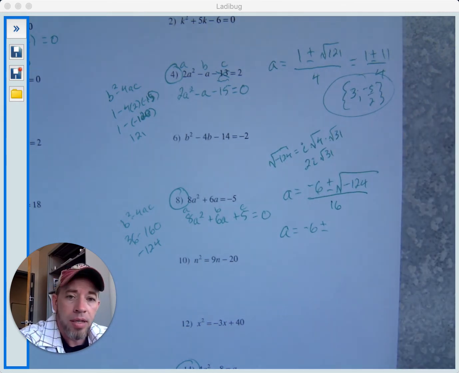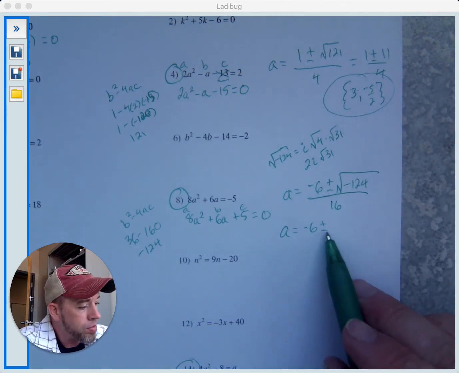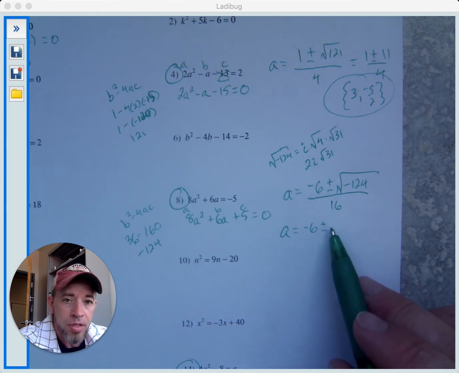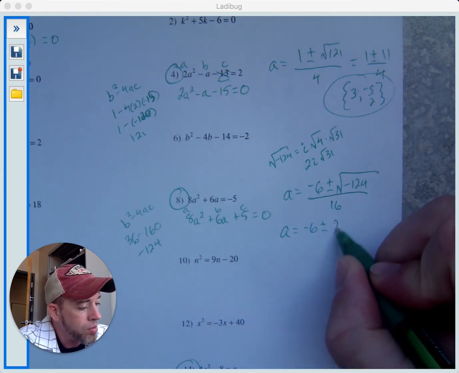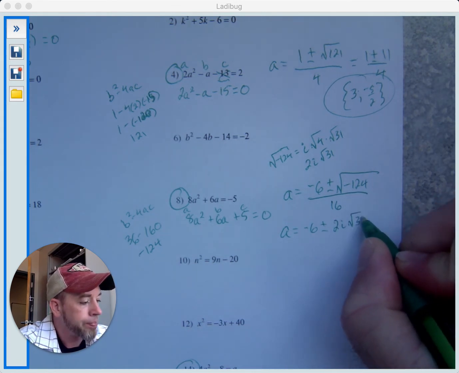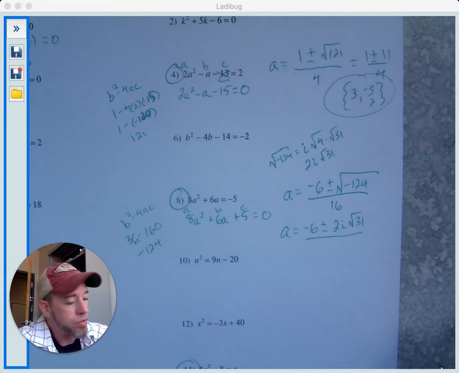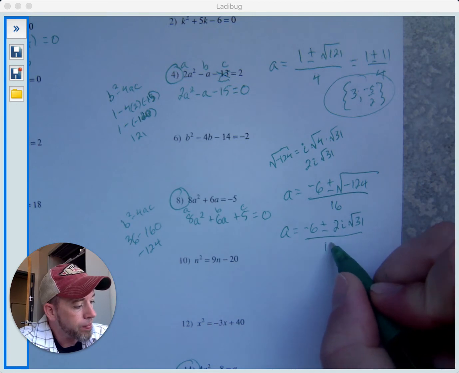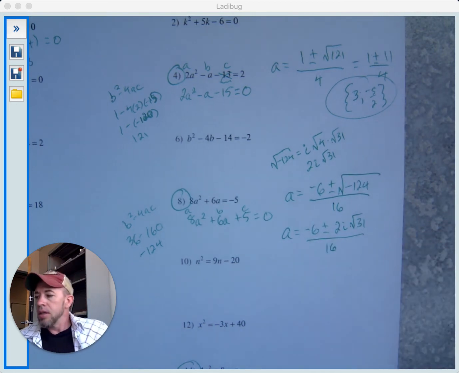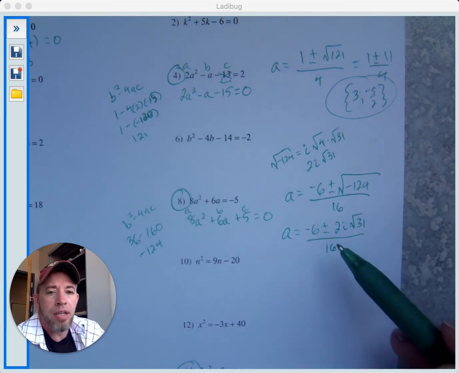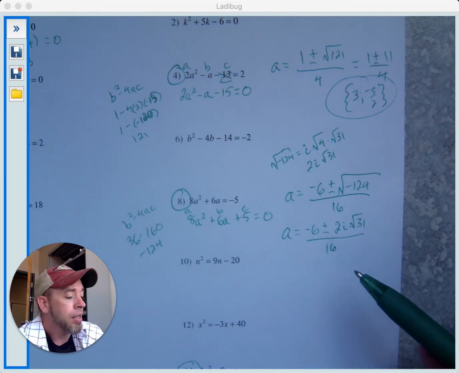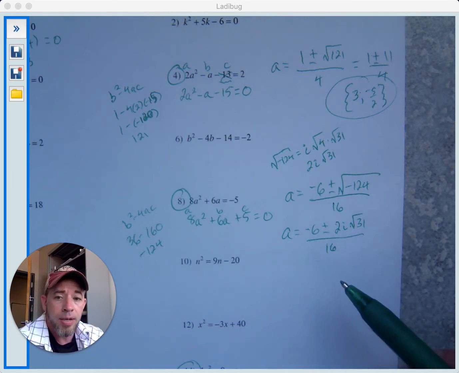Alright, so that's what that ends up looking like. We have the square root of negative 124 becomes, in a simplified version, 2i square root of 31. And then we're going to divide by 2a, which is the 16, right? Alright, so here we are. We have this answer. We've done a lot of work already. We think we're done, but are we done?